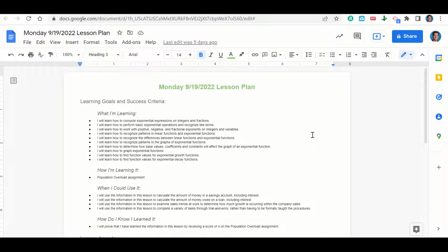Welcome everyone. Let's begin our lesson for today by looking at our learning goals and success criteria. First, what are we learning? We're learning how to compute exponential expressions on integers and fractions.